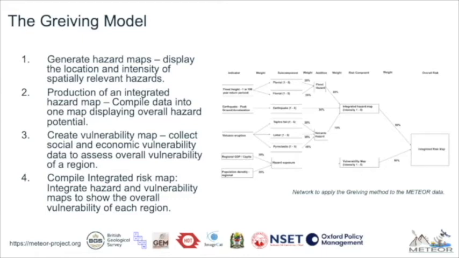We have not assessed the possible impacts on the ecosystem in Meteor, as this is not within the scope of this project. The final stage of this model is to compile an integrated risk map.